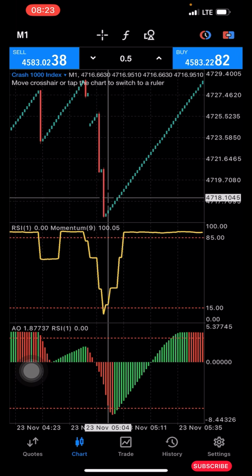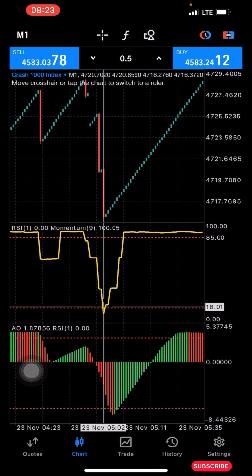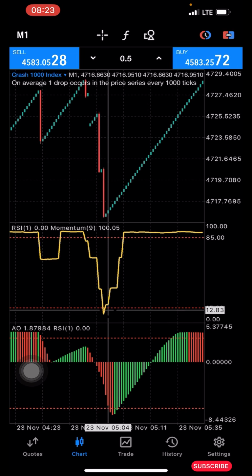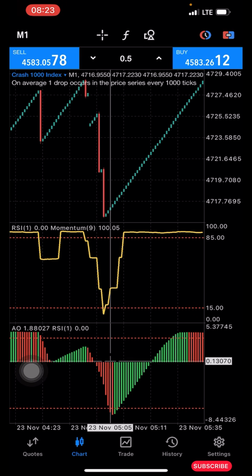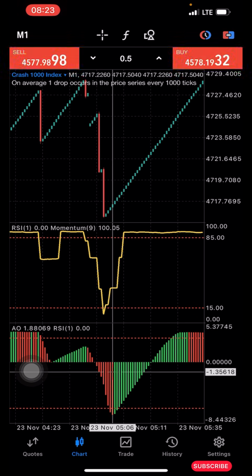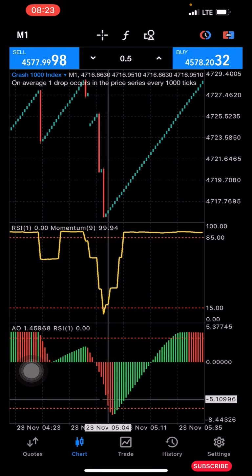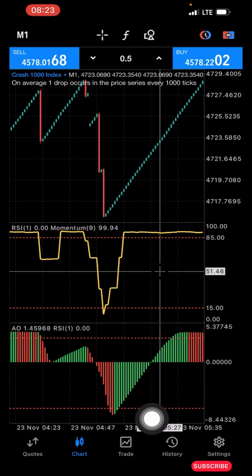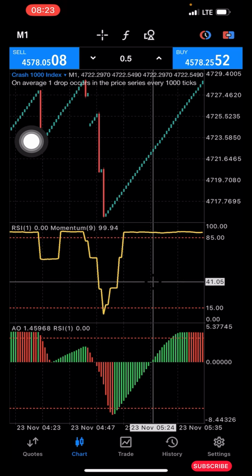Right now you see the momentum line here has broken below our 15 level, our oversold level. Once it's going back up, you are going to take note of the awesome oscillator window here. So when it touches the 15 level, which is our oversold level here also, and it's going back towards the upside, we are taking advantage of that.